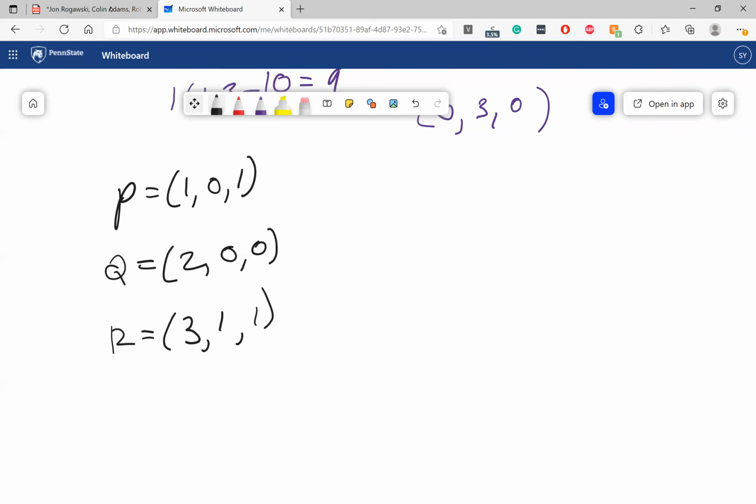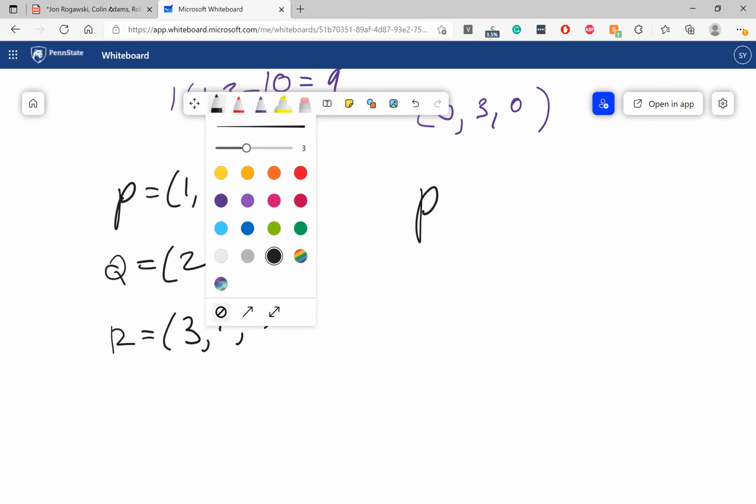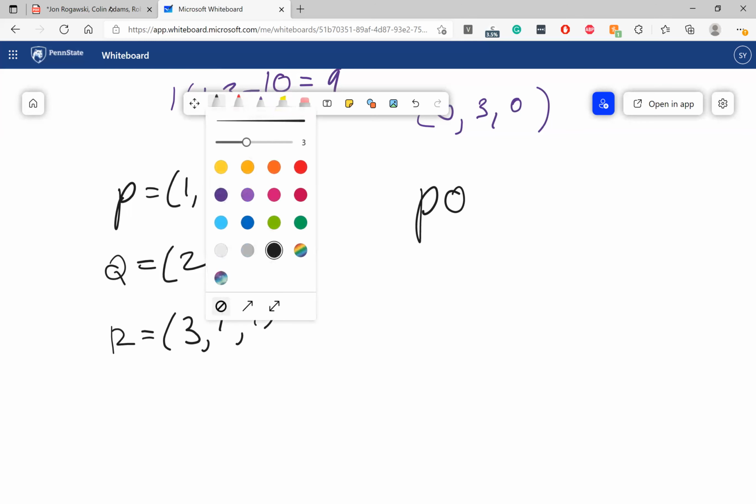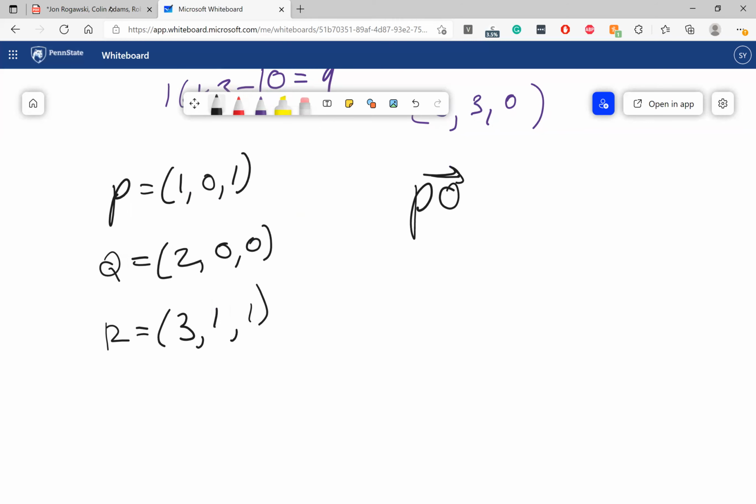Okay, so let's do this problem. First we need to find the vector between P and Q. So the vector between P and Q: 2 minus 1 is 1, 0 minus 0 is 0, 0 minus 1 is negative 1.